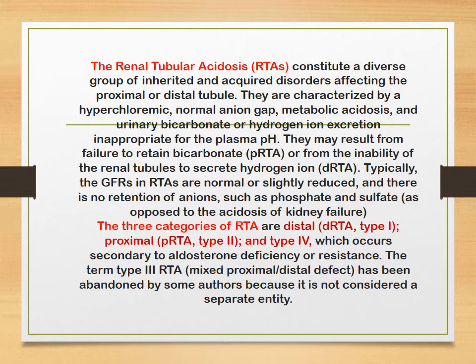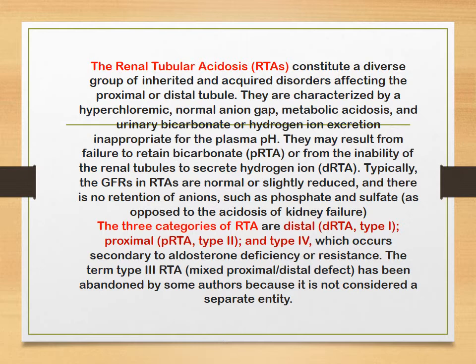There are 4 types. The first one is referred to as distal renal tubular acidosis. As its name says, it occurs due to a defect in the distal tubules, which is usually caused by a defect in the secretion of hydrogen ion. As mentioned in part 1, hydrogen ion is secreted into the lumen in exchange for sodium reabsorption. So when there is a defect in the secretion of hydrogen in the distal tubule, there is renal tubular acidosis type 1.